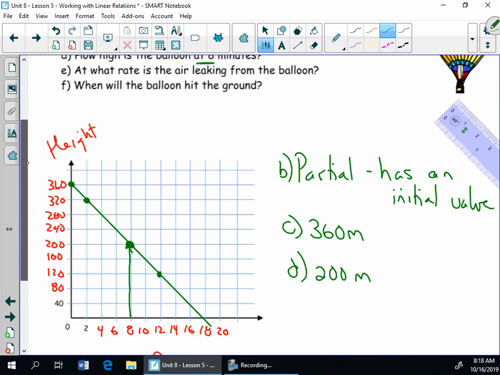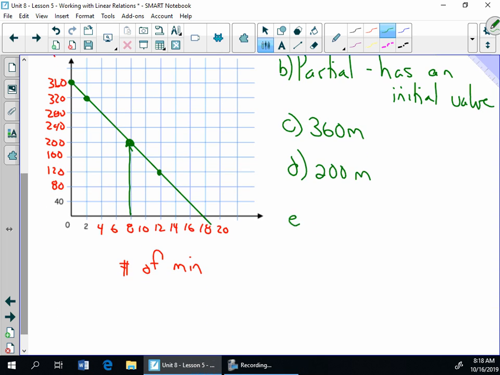E. At what rate? Okay, rates. We like rates. They're always the same thing. And our triangle. I got a whole bunch of nice points. Let's start with the easiest one, 360, and go down to this point. So down 360 to 200. That's down 160.